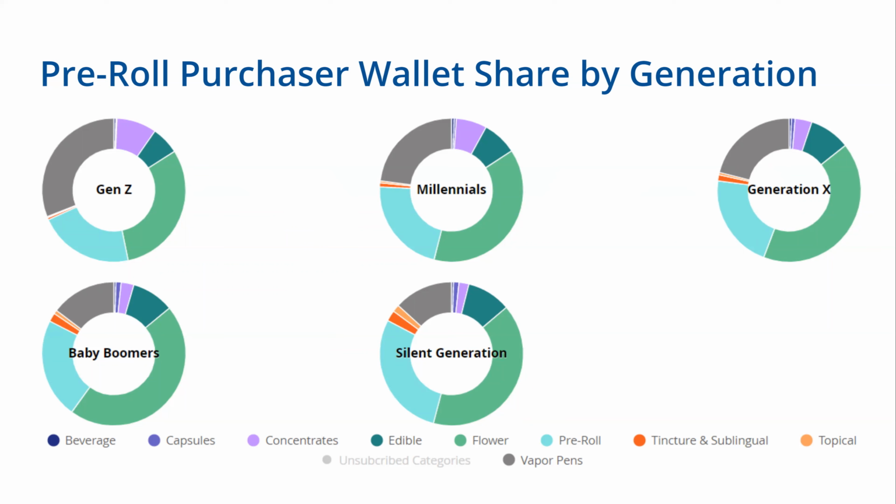There's a lot going on with these pie charts, but if we step back, we can easily see that flower is still the majority of the wallet share across all generations. I also see the vapor pens and concentrates are shrinking as we move towards older generations. For us to really dive further into this data, I think we need to make them a bit more simplified. Next slide will be more digestible graphs to dive further into fun insights. Next slide, please.